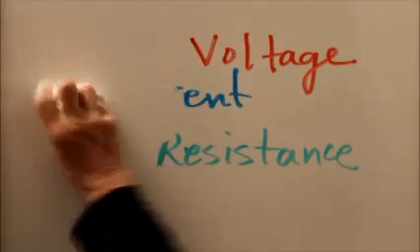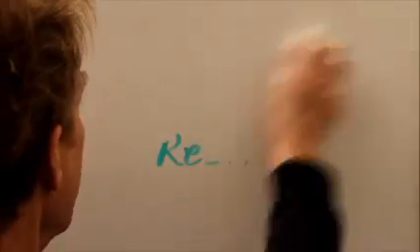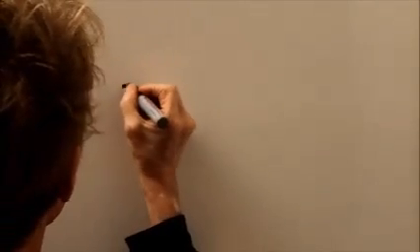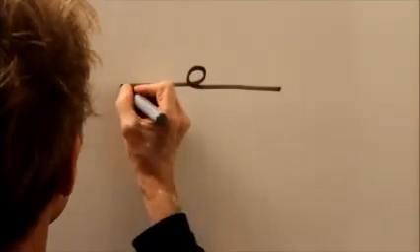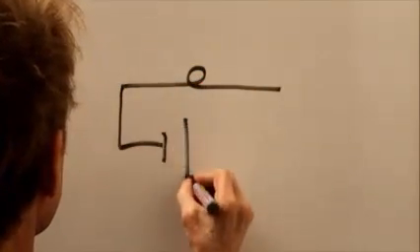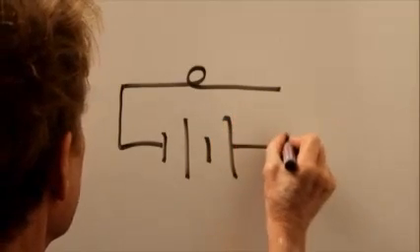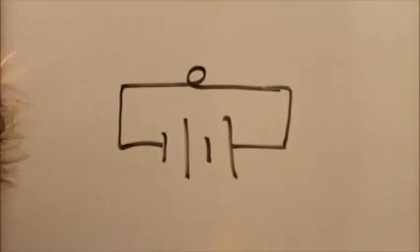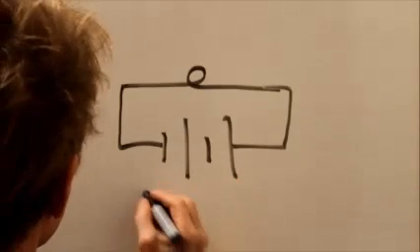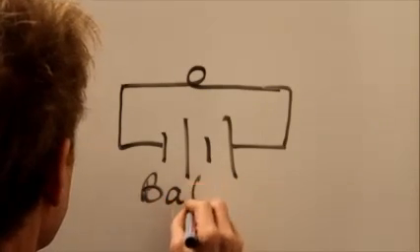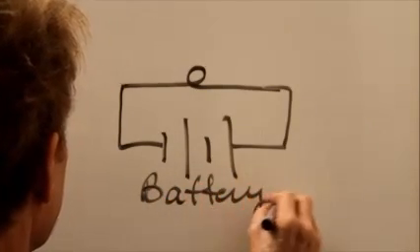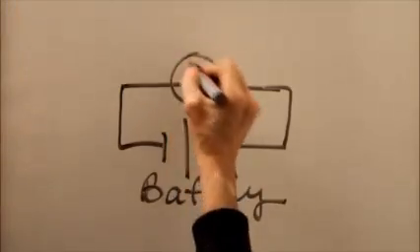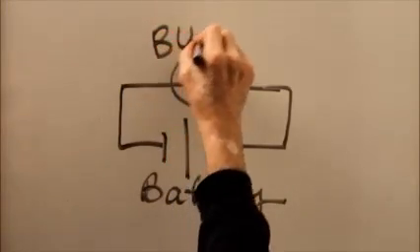So here's our situation. And I'm going to draw now what is known as an electrical schematic diagram. But I'll explain what everything means, so you don't get confused if you're not familiar with this. Suppose we have a battery. This is the battery. And this is the bulb.